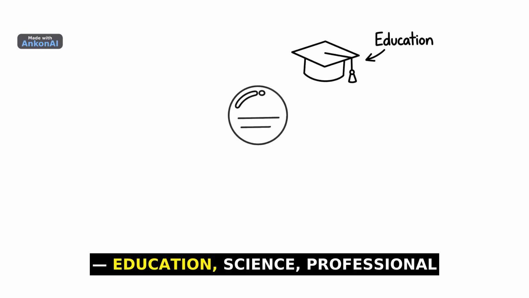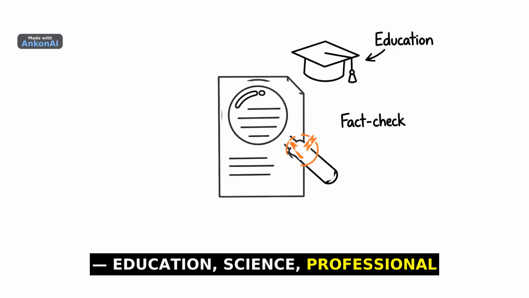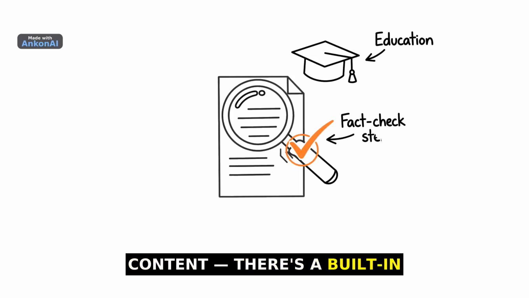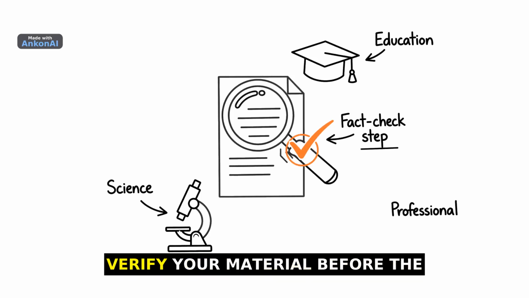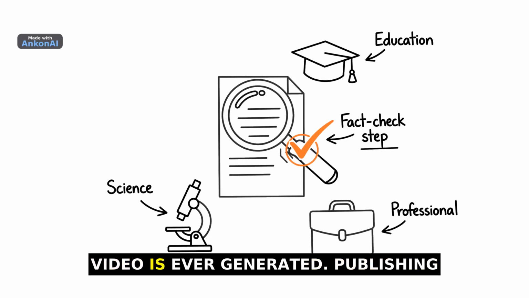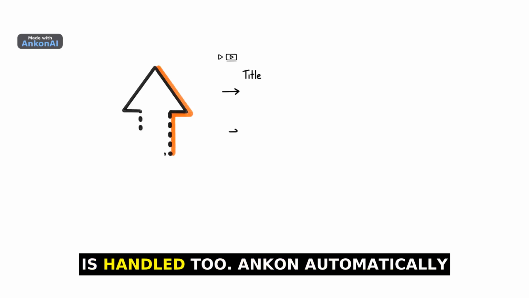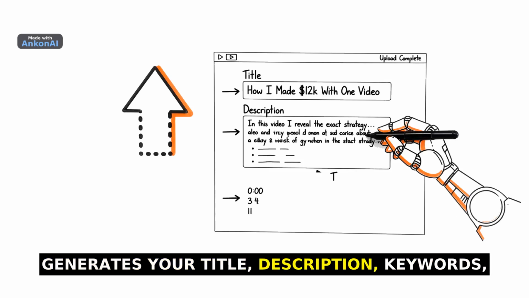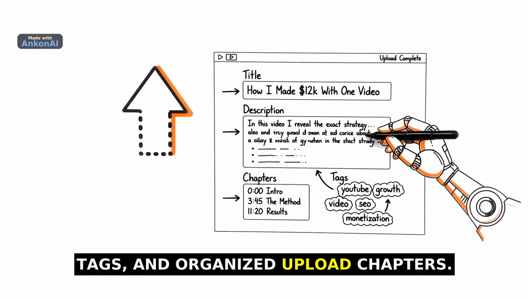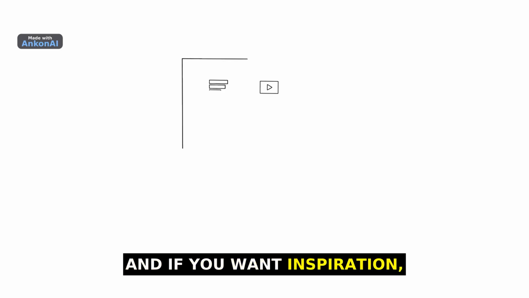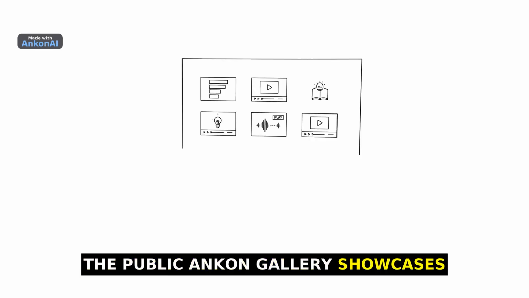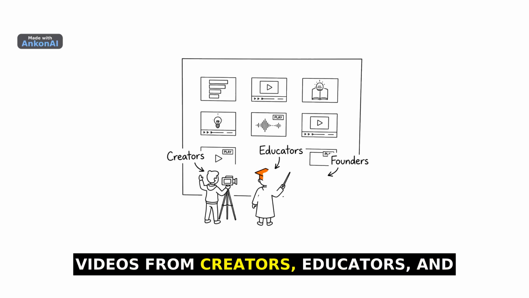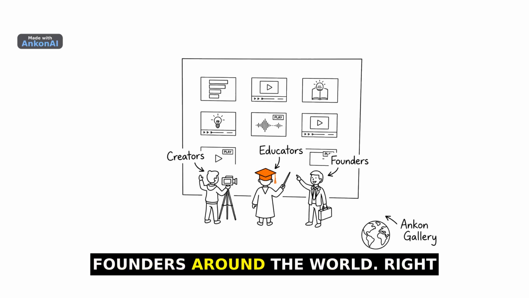For topics where accuracy really matters, education, science, professional content, there's a built-in fact-checking step that lets you verify your material before the video is ever generated. Publishing is handled too. Ankon automatically generates your title, description, keywords, tags, and organized upload chapters. And if you want inspiration, the public Ankon gallery showcases videos from creators, educators, and founders around the world.